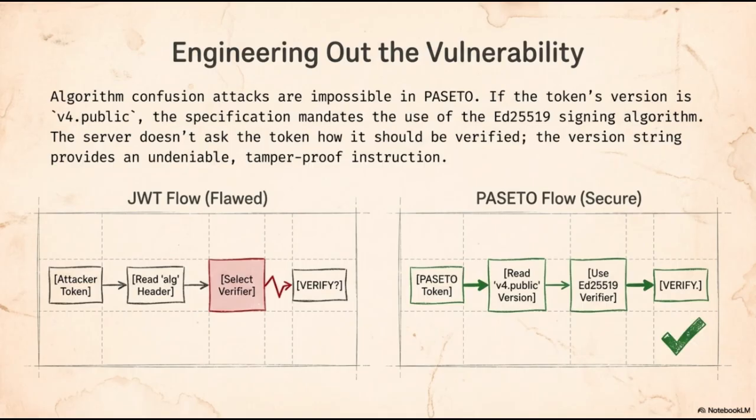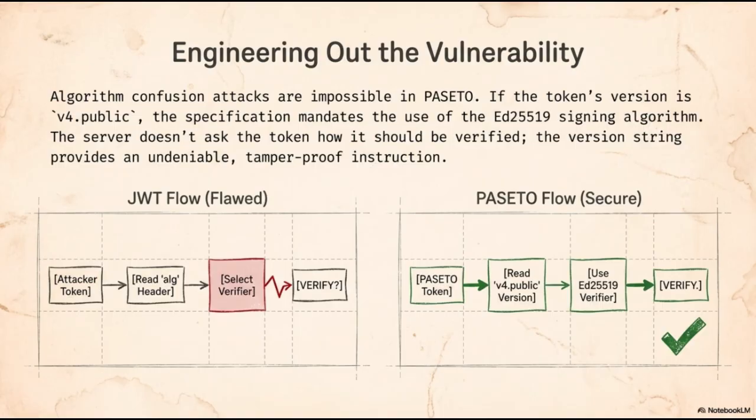To truly secure a system, we should aim to engineer out vulnerabilities at the design level rather than just patching them later. A prime example of this is how PASETO addresses the algorithm confusion attacks that frequently plague JWT implementations. In a standard JWT flow, shown on the left, the server reads the alg header provided by the token itself to decide which verifier to use. This is a critical flaw because it essentially lets the attacker dictate the security mechanism.